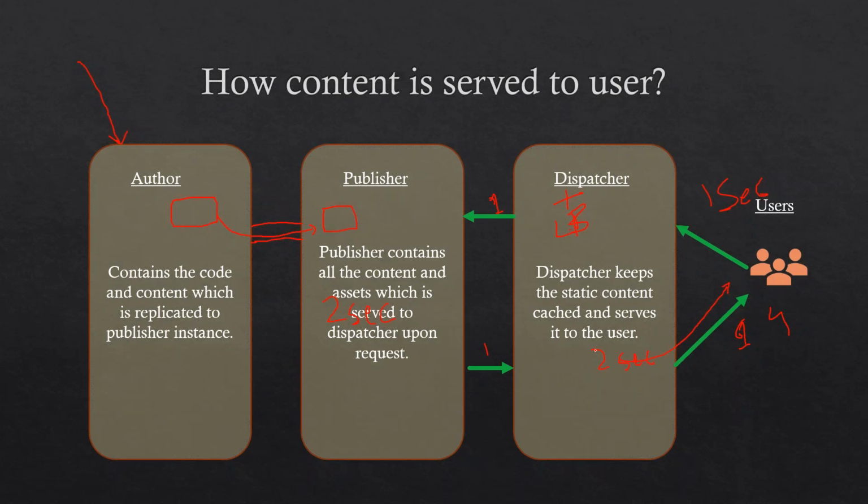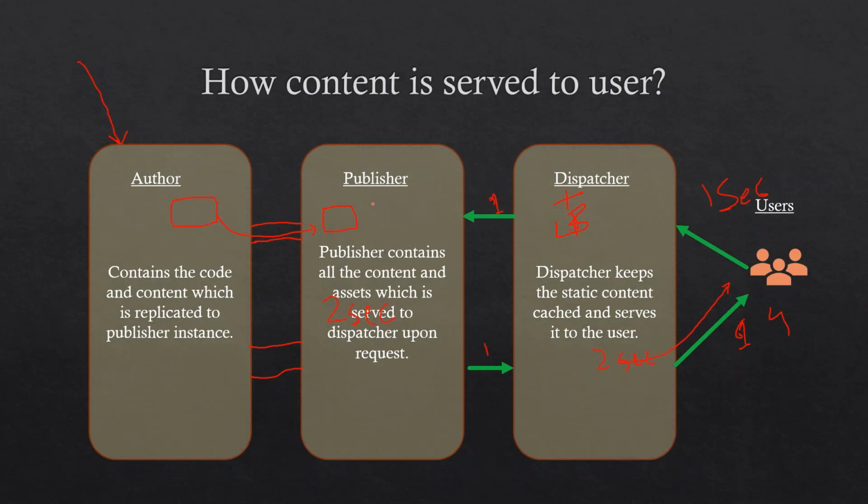Yeah, so here when you say that author and publisher, like the code is replicated, you mean that whatever is there in author cannot be in publisher, right? But whatever there is in publisher has to be in author for sure, right? Yes. Okay. In that case, you also have reverse replication agents. Why are they required?